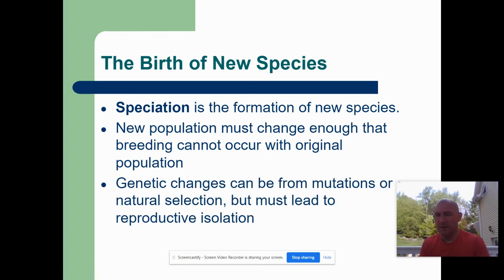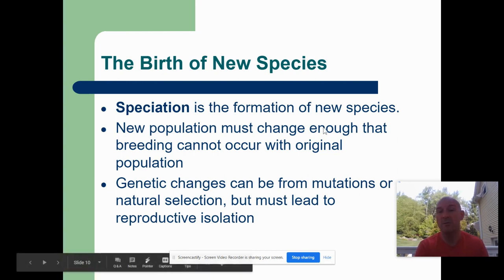So with this, we're going to talk about the formation of a new species. We mentioned in the last couple of lessons that a species is defined as two organisms that can mate, reproduce, and produce viable offspring, or offspring that are strong, stable, and able to reproduce on their own. Speciation is the formation of a new species.